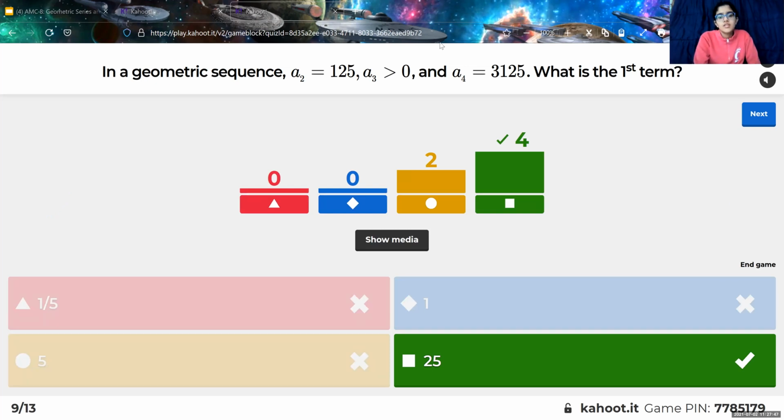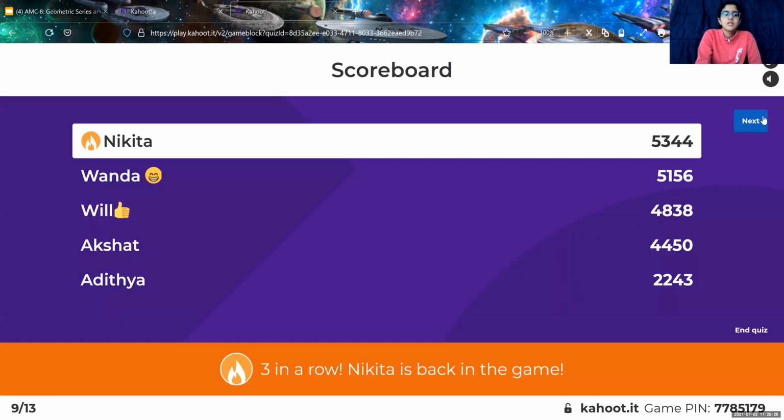Okay, so to get from 125 to 3125, you're multiplying 125 by 25 to get 3125. That means the common ratio is 5, because when we multiply A2 by something it could be plus or minus 5. However, since A3 is positive, the common ratio also has to be positive, since a positive times a positive is positive, but a positive times a negative is negative. So we get 5 as the common ratio, so we do 125 divided by 5, and we get 25 as our answer. So many people put 5. Make sure you were solving for the first term and not the common ratio.